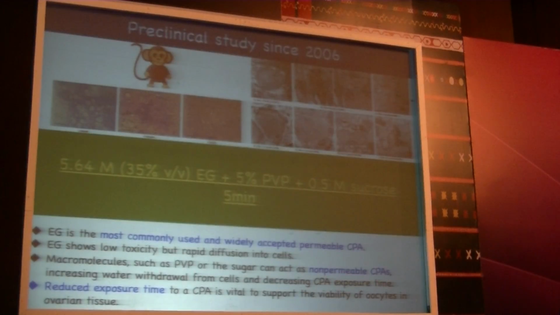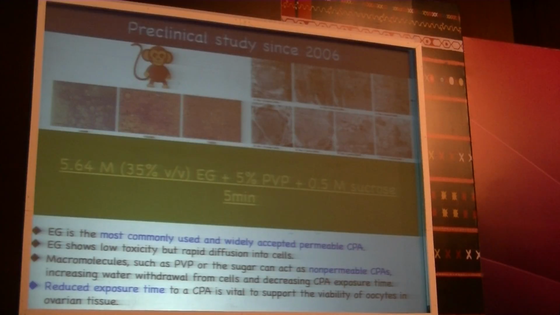This slide shows the examination result by transmission electron microscopy. The proportion of morphologically normal mitochondria in oocytes vitrified after 5 minutes exposure to VSEGP was similar to that in non-vitrified oocytes, and that was significantly greater than in oocytes vitrified after 5 minutes exposure to VSED. So finally, we decided to use the VSEGP solution for 5 minutes at equilibrium time according to the examination results by light microscopy and by transmission electron microscopy.